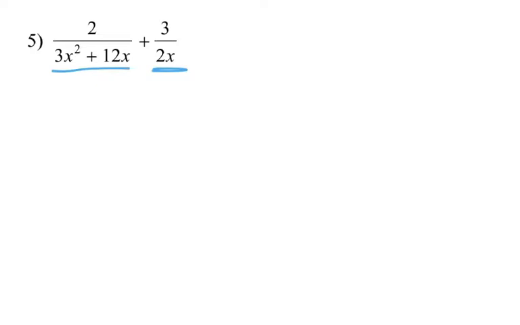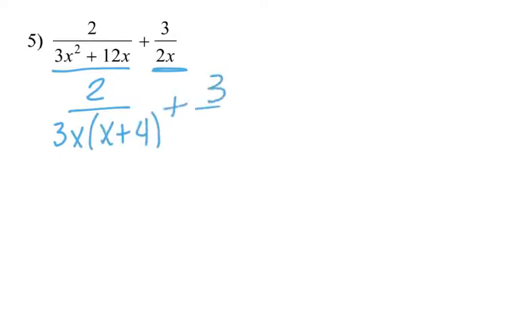So if you look at it, 2x obviously can't, but 3x squared plus 12x can. Okay, so when we factor that out, we look at it, 3x squared plus 12x. 3x can go into both, right? So we're going to rewrite it, 2 over 3x times x plus 4. And then plus 3 over 2x.